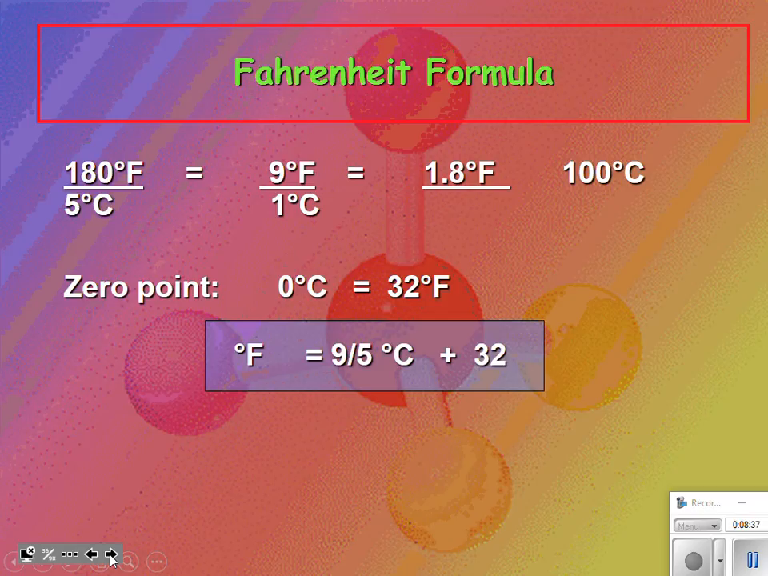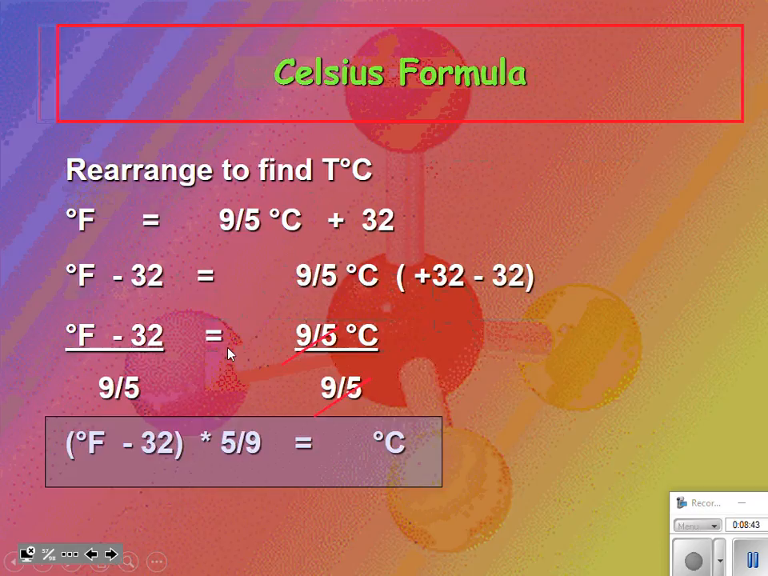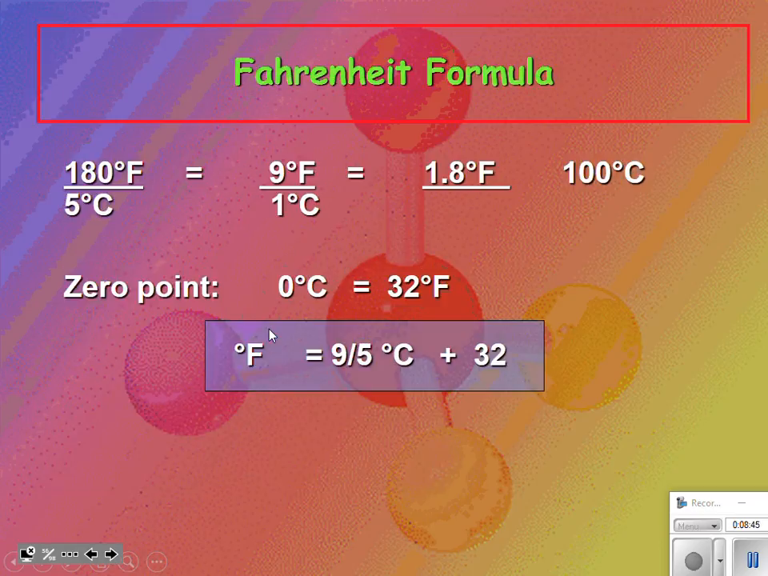Here is the Fahrenheit formula. The important thing is what is in the box right here. So if I'm taking notes, I write Fahrenheit formula, and then I write that in the box, because that is how we convert from Celsius to Fahrenheit.